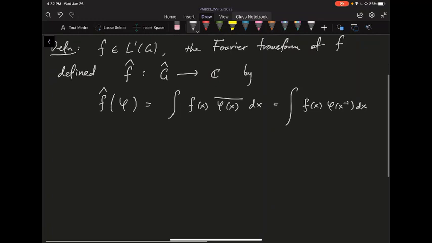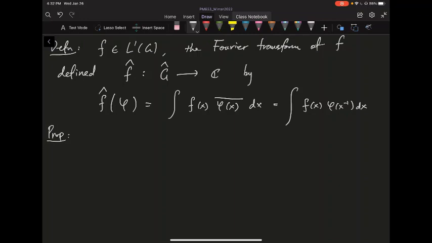Now I just want to point out one thing. This map where you send f to f hat is actually a star homomorphism. Your L1 has a star Banach algebra structure, so it has a convolution and an involution, and you can treat your f hat as some function on G hat, and it turns out you can make it into C0 of G hat. This map is going to respect your involution and convolution.